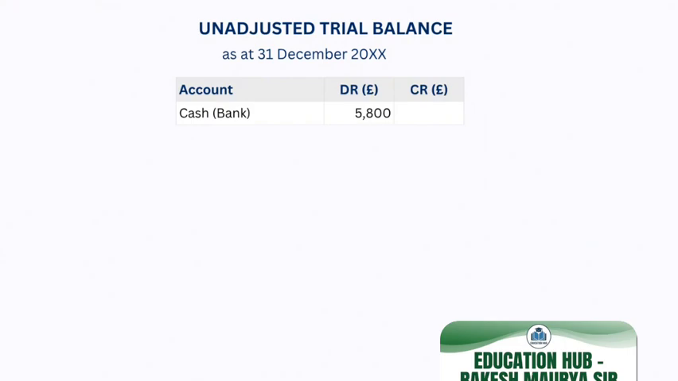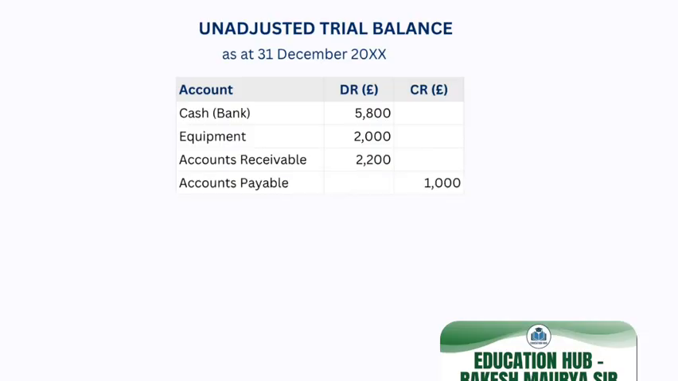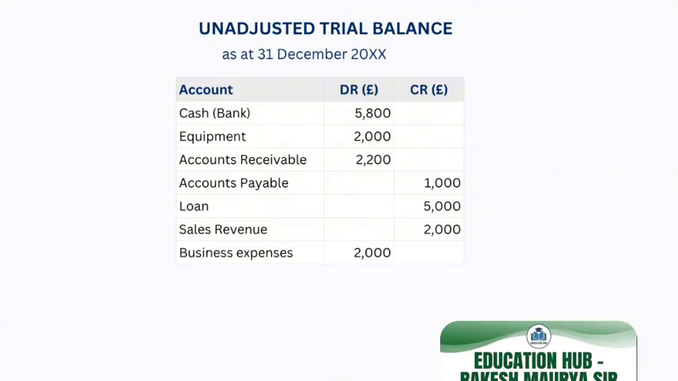Cash is £5,800 debit, equipment £2,000 debit, accounts receivable £2,200 debit, accounts payable £1,000 credit, loan payable £5,000 credit, sales revenue £2,000 credit. Business expenses £2,000 debit and owner's capital £4,000. Notice that total debits equal total credits at £12,000. That means the ledger is mathematically balanced.